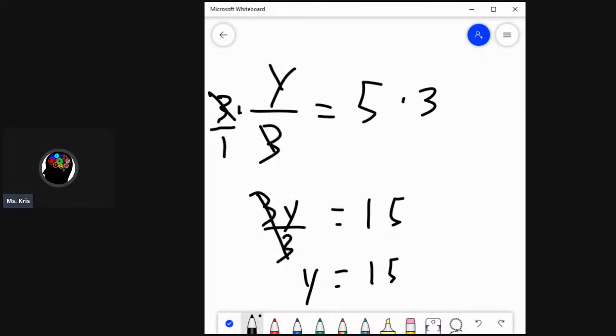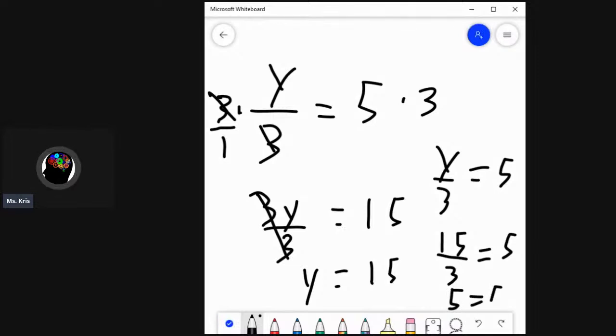Best way to check my answer, y over 3 equals 5. We know that y equals 15, so 15 over 3 equals 5. And of course, 15 over 3 is the same as saying 15 divided by 3, or what times 3 gives me 15? That, of course, is 5, and 5 equals 5, and that allows you to check your answer.